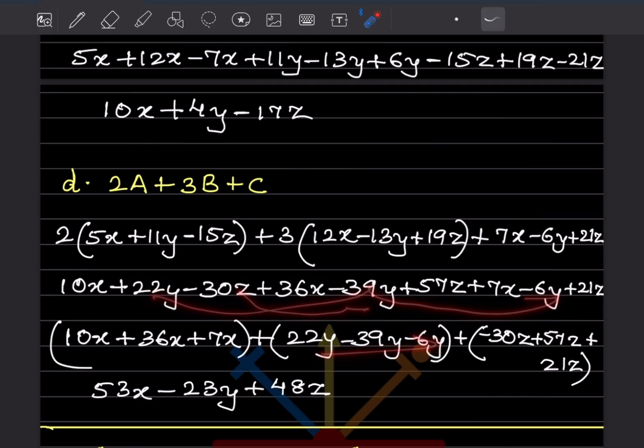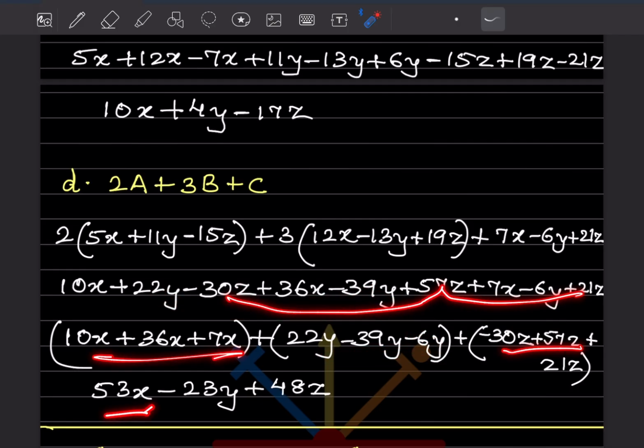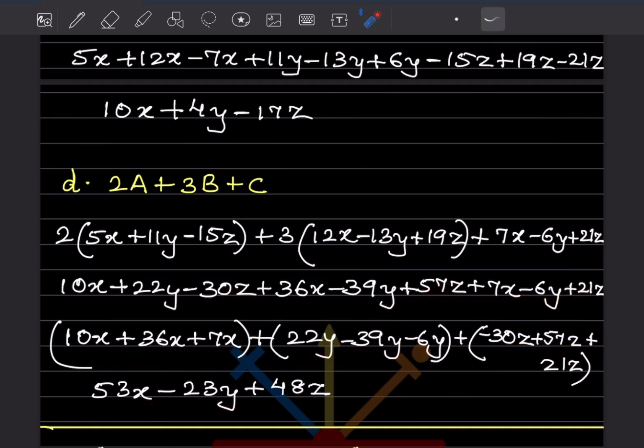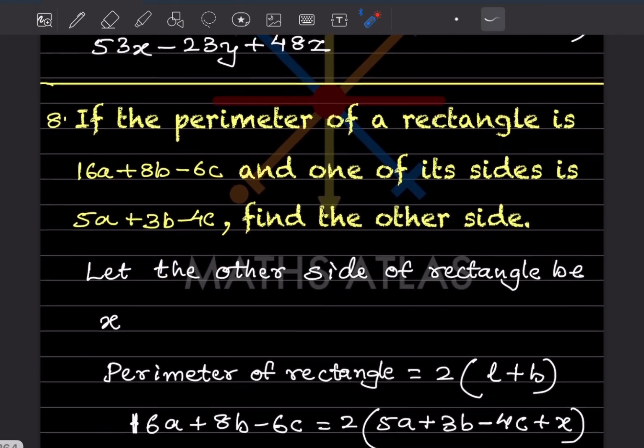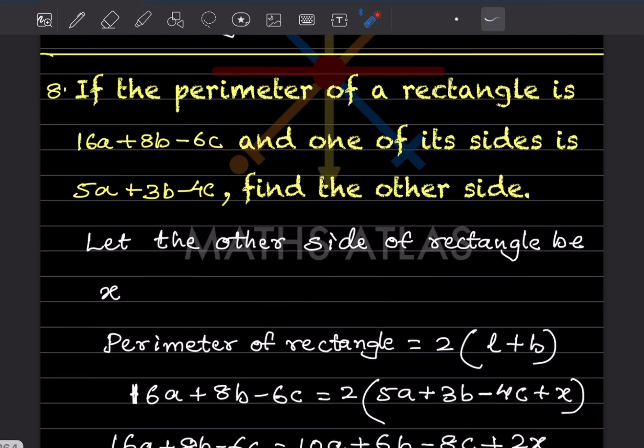So here, and then after solving this is minus 23y, and for this part that is plus 48z. Now here they said if the perimeter of a rectangle is given, and one of its sides is 5a plus 3b minus 4c, you have to find the other side.